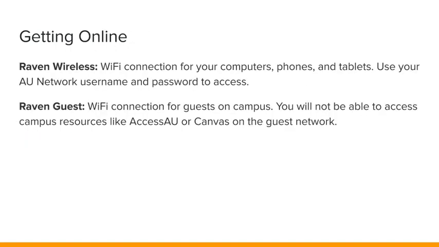When you're on campus, you can connect to the internet using the Raven Wireless Network. The secured Wi-Fi connection will require you to log in using your AU network username and password. Raven Guest is an additional Wi-Fi connection that we provide to guests on campus. You should not use Raven Guest if you are trying to access campus resources. If you have any trouble connecting to the Wi-Fi, please contact ITS.